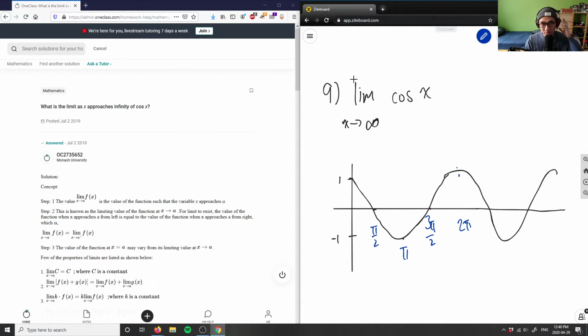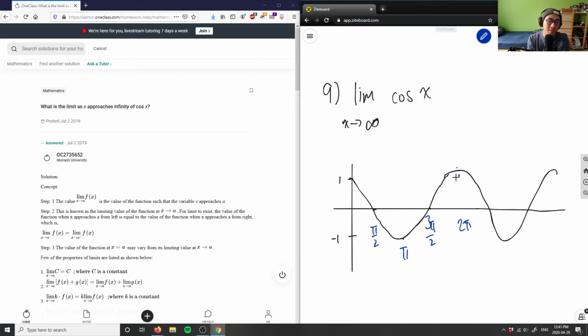So what is the limit as x approaches infinity here? If I visualize this graphically, as we go towards infinity, does cosine actually approach a specific value? In this case, it does not. I have no limit as x approaches infinity. It doesn't converge to a point. It basically oscillates.